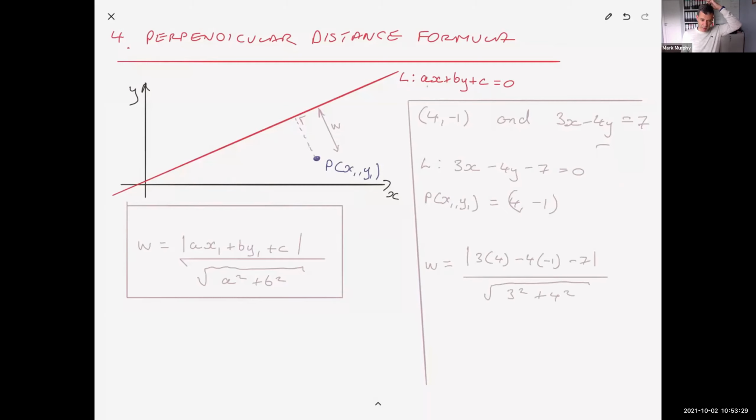I think it's important just to do quick examples, just because when you look at letters and numbers, it can get a bit tiring. So in this case, that works out as 12 plus 4 minus 7 all over square root of 25. So that's 12 plus 4 minus 7 is equal to 9, and square root of 25 is 5, so it's 9 over 5. I think that's right. Okay, that's another one done.